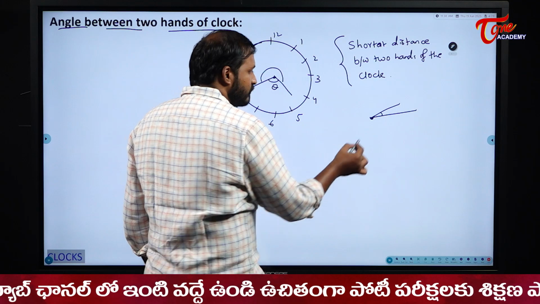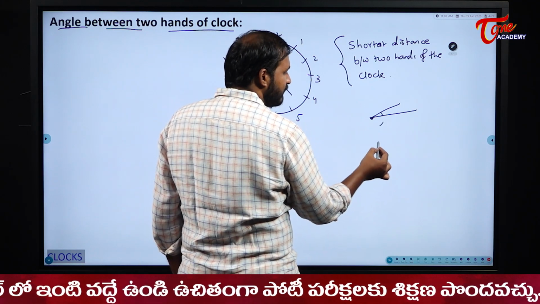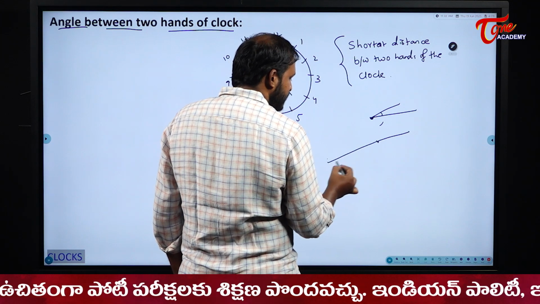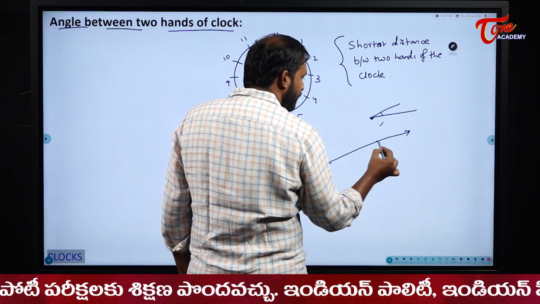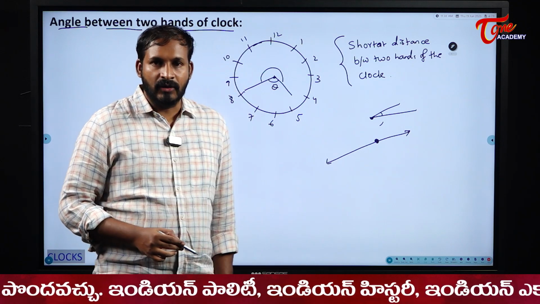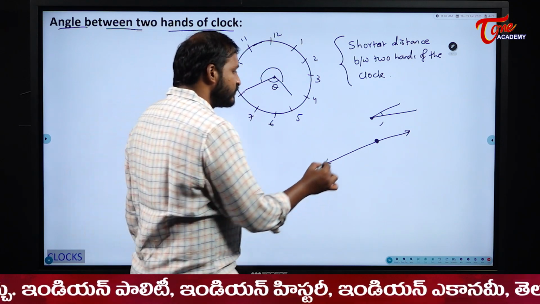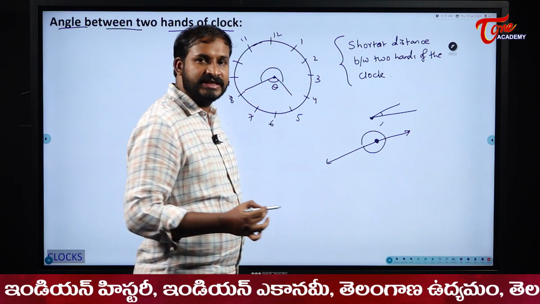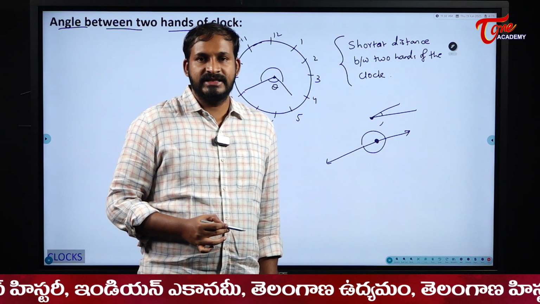Slowly my minute hand will travel, and at some point of time, this is my minute hand and this is my hour hand. At some point of time, they both will be in a straight line. Now, they both are in a straight line. So, this will become what? 180 degrees and this becomes what? 180 degrees. Why? Because it is in a straight line.